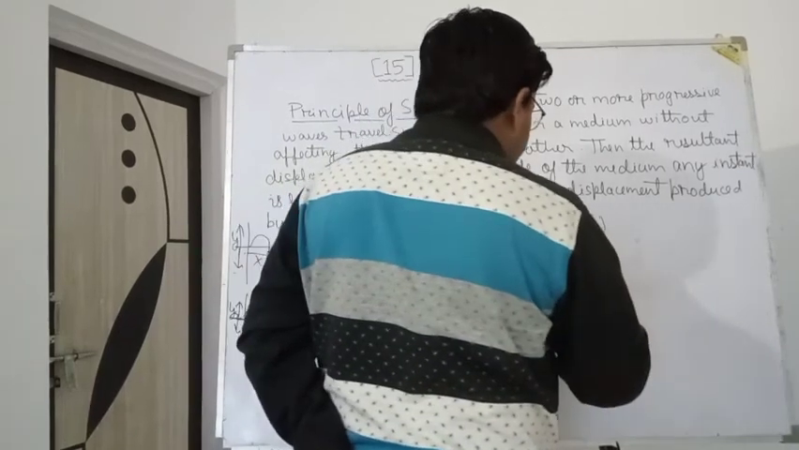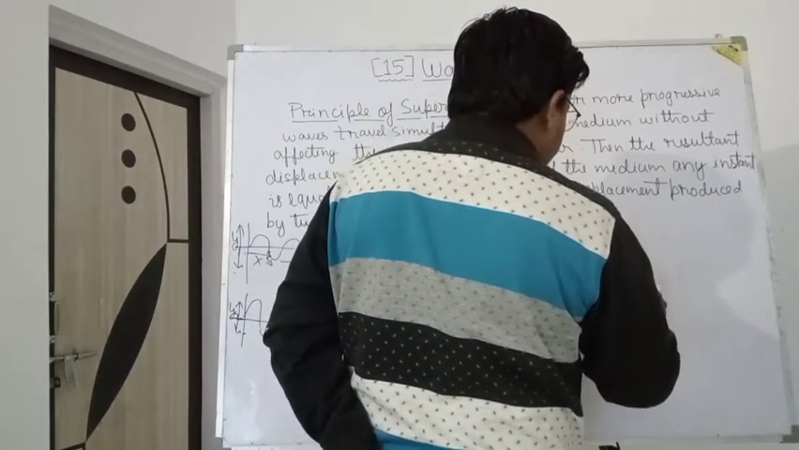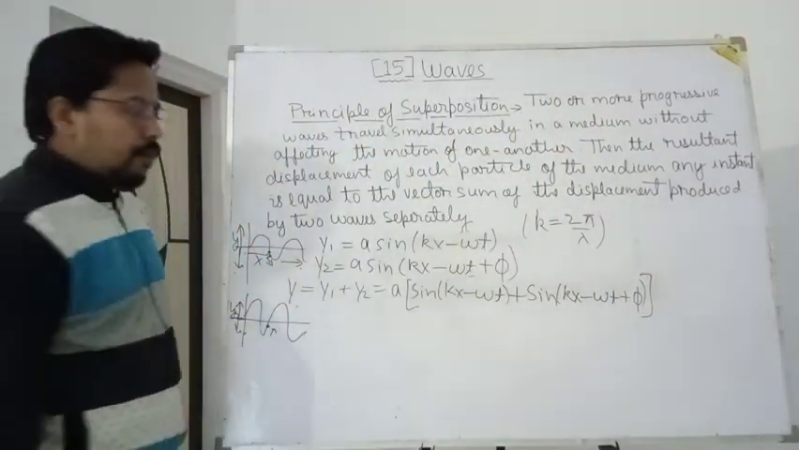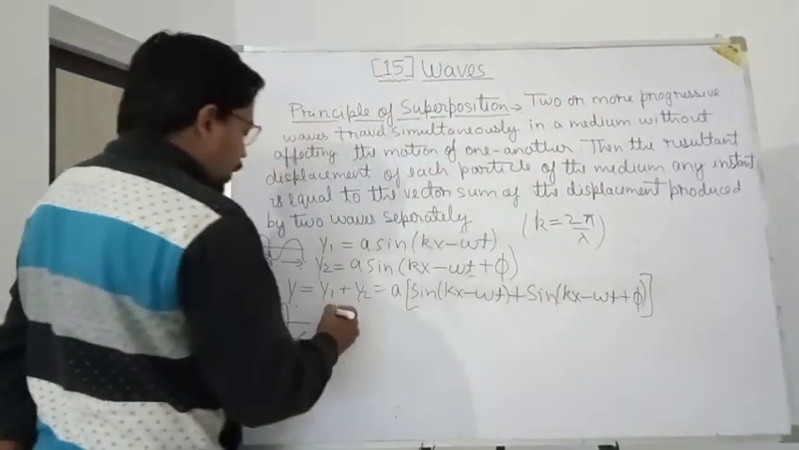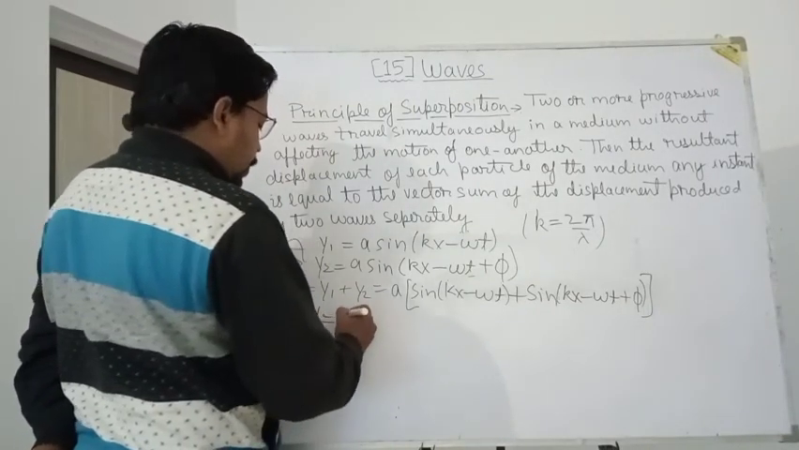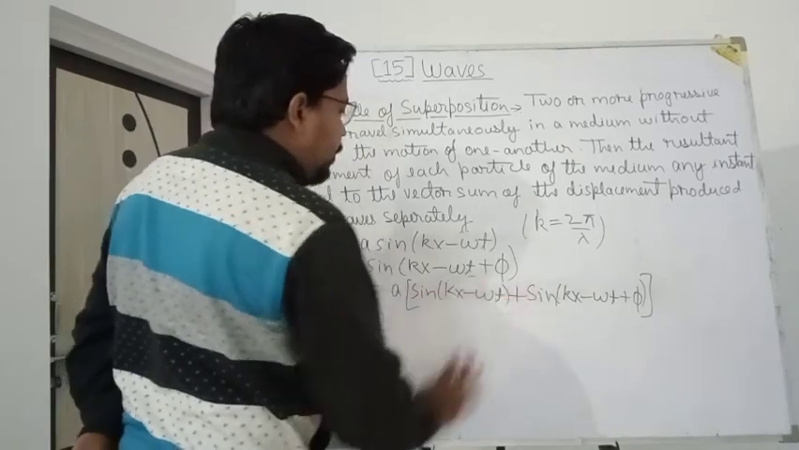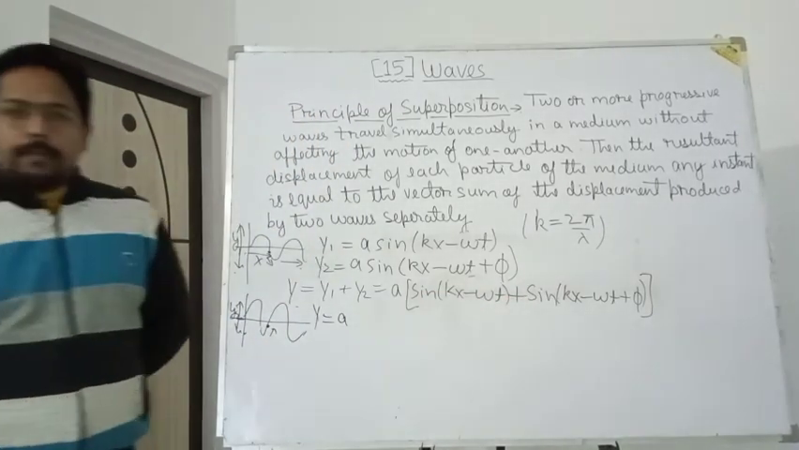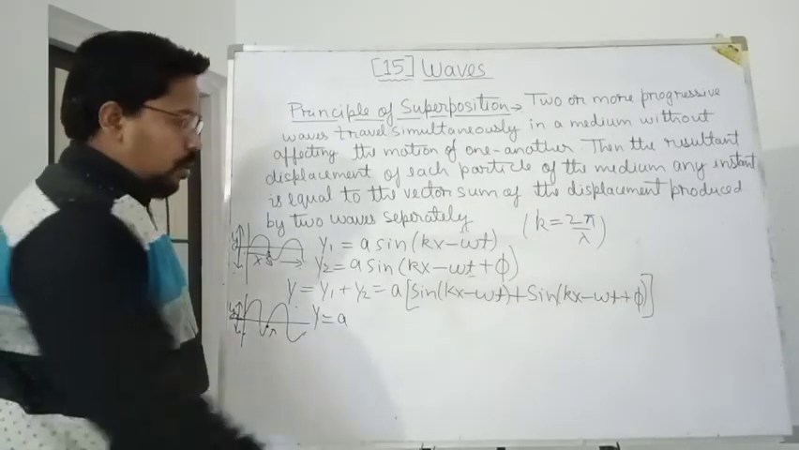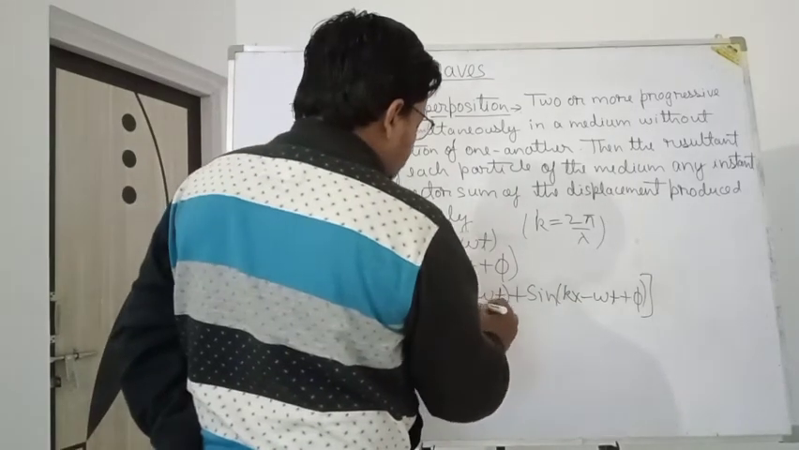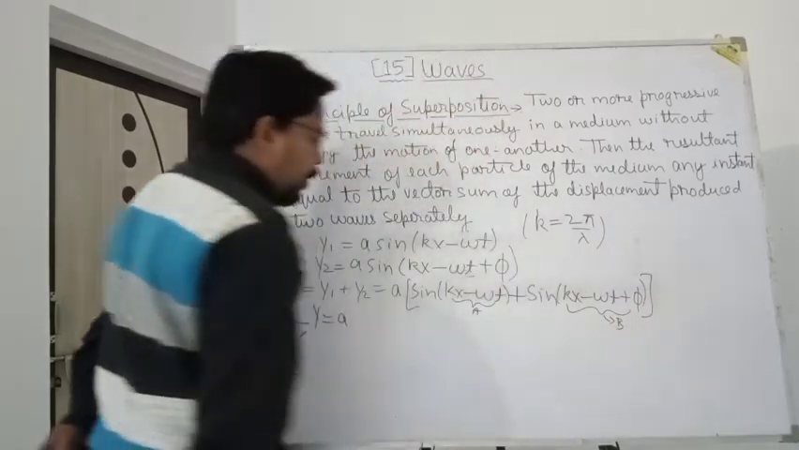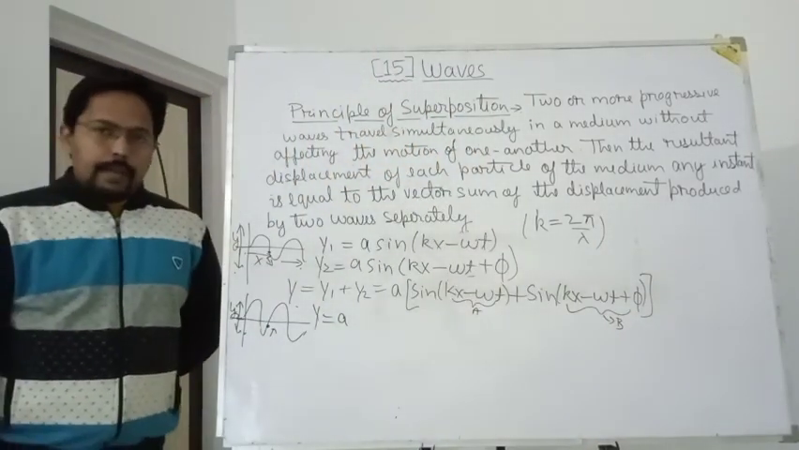plus sin(kx minus omega t plus phi). And you can see that this is the formula for sin A plus sin B. So the displacement equation will be coming like that: sin A plus sin B is equal to what? 2 sin((A plus B) by 2) into cos((A minus B) by 2). So if I consider this to be the A term and this to be the B term, you can use the formula of sin A plus sin B.